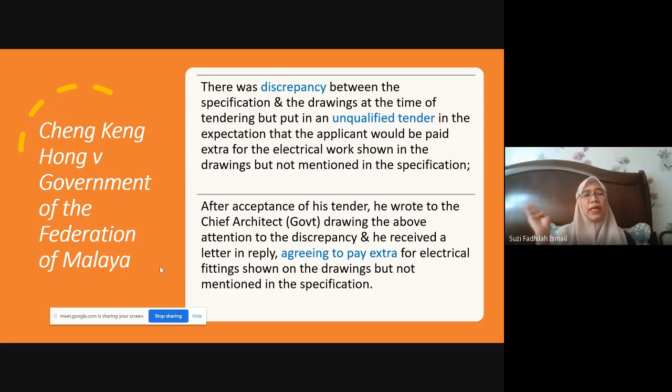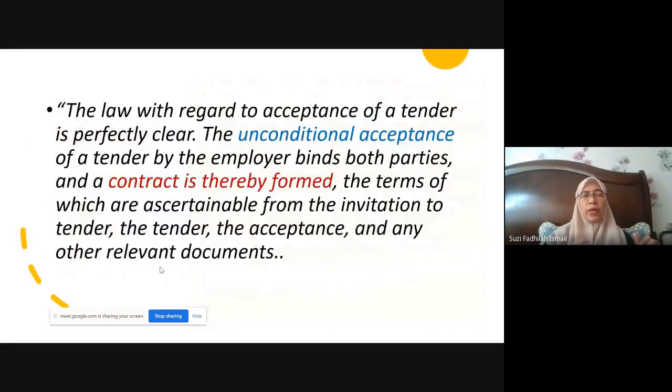He thought he could claim it later. Actually, there was communication afterwards by the chief architect, who agreed, okay, we'll pay you later, extra. But later some other parties in the government said, no, we are not going to pay you, because we just rely on the agreement that we have signed. Nothing extra payment whatsoever. And this is the court's observation.